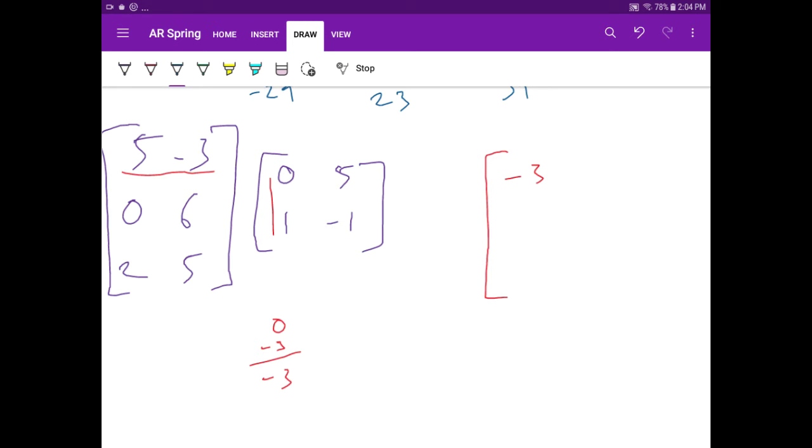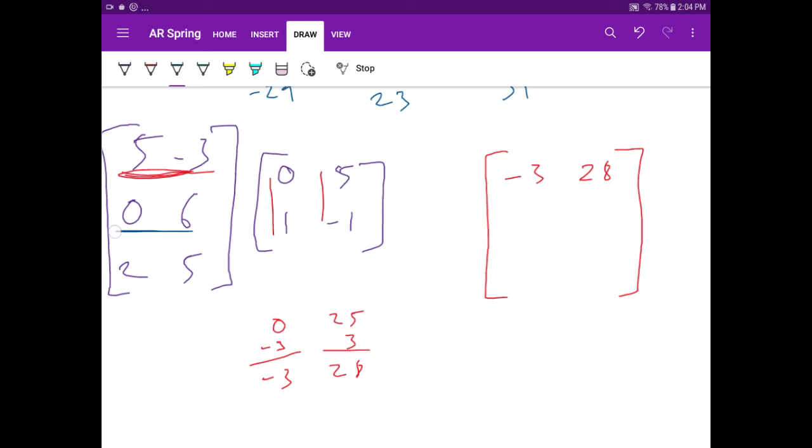Then we'll do this row. Wait, sorry. Now I'll do this one times this column. So 5 times 5 is 25. -3 times -1 is 3, that's 28. So 28 goes here. Those are the red ones.